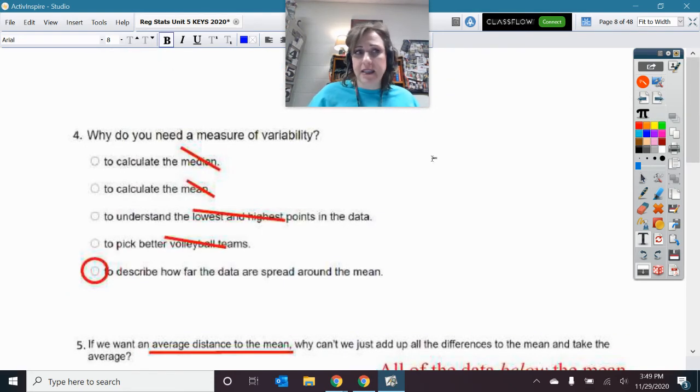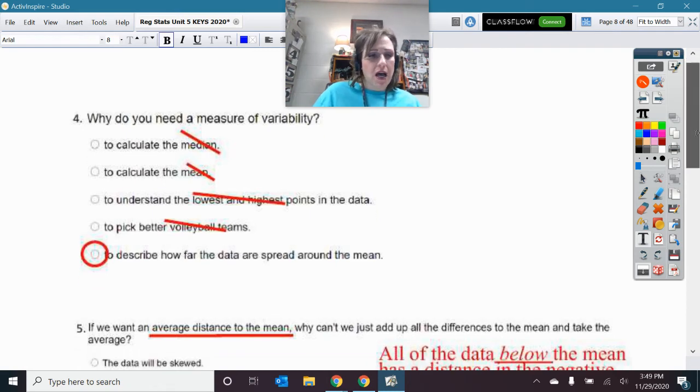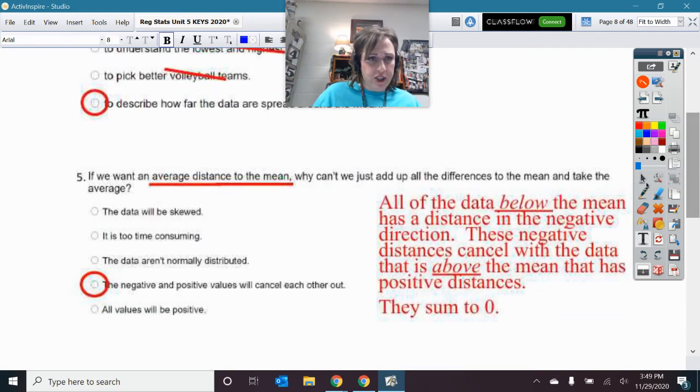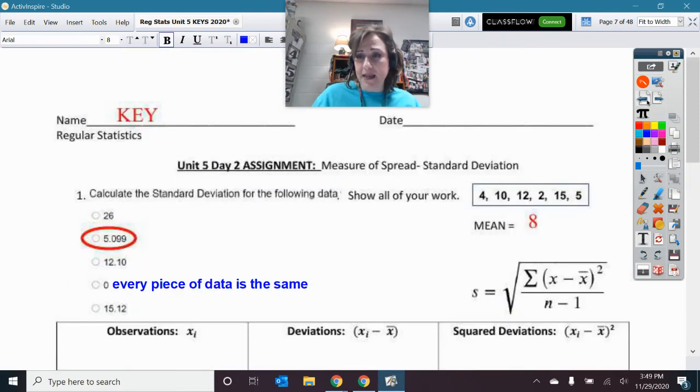All right, next. Why do we need to measure variability? So we have an understanding of that typical distance from average. We have to have an idea of what is on average, I mean, what's way different? What's just regular difference from the mean, okay? All right, if we want an average distance to the mean, why can we not just add up all those differences and then take the average? Okay, I've said that many, many times.